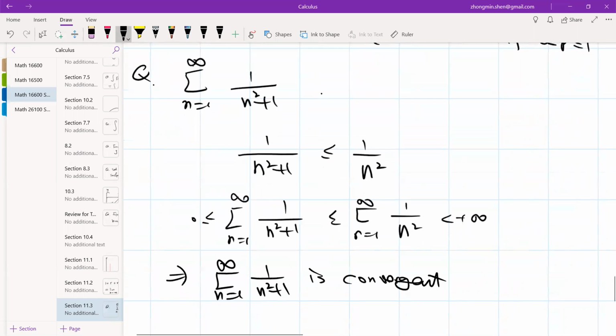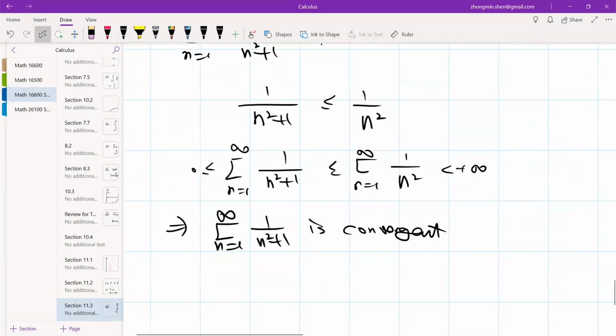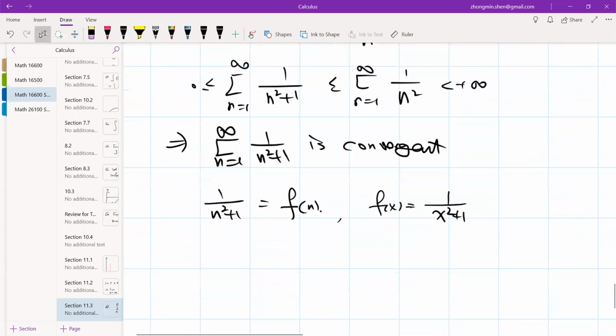But there's no, yeah, you can estimate using the one on the right-hand side. But I'm not going to do it this way. I still use the integral. So this is going to be f of n, where f of x is going to be 1 over x squared plus 1. So 1 over x squared plus 1, check the required conditions. It's the case, positive.